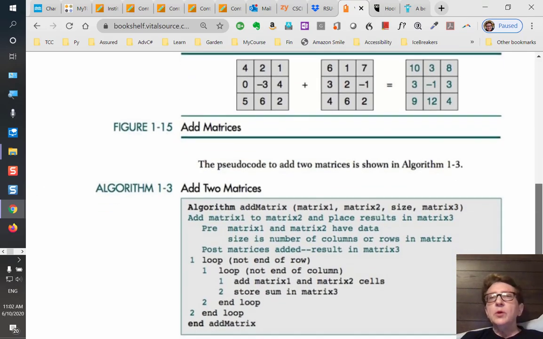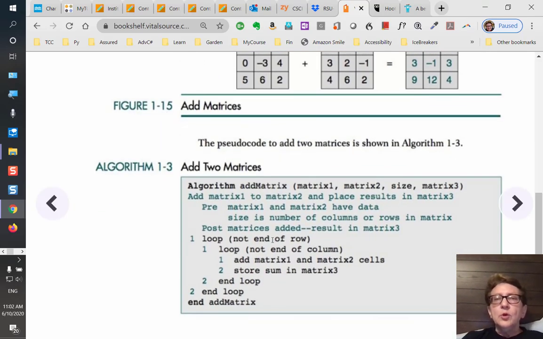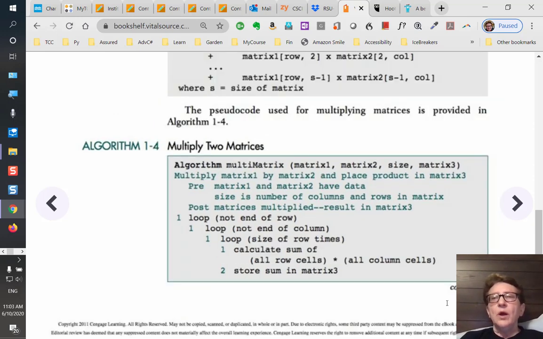So to do that in a computer, you would loop while not the end of the row. Then you would loop while not the end of the column, and then you process a row. So you're going to add matrix 1 and matrix 2 cells and store the sum in matrix 3. This one's going to go through n times, and that one's going to go through n times. So it's going to be n times n, or n squared. Now, if you do have any of these math things to do, it will be well defined, so you don't have to already have had linear algebra to be able to do these things.